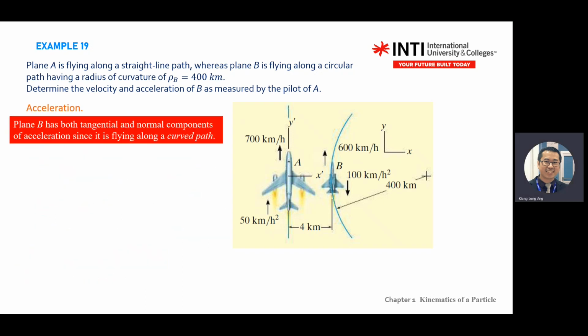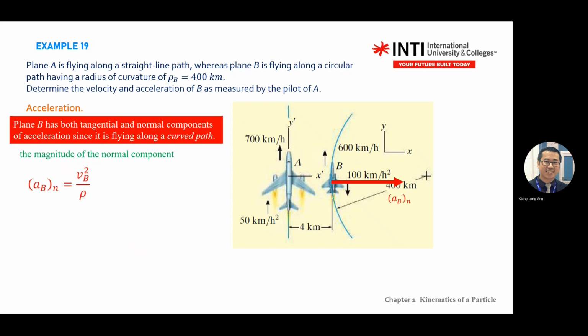Acceleration. Plane B has both tangential and normal components. As I draw a red arrow on the screen, recall how to find normal acceleration by this v squared over rho. Do you remember? So what is VB? VB is the tangent velocity. Substitute, you have the rho. Substitute, you get 900 kilometer per hour square.